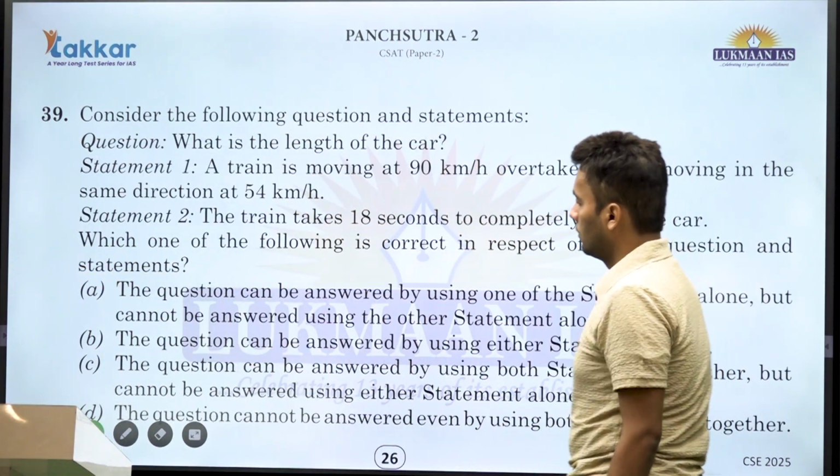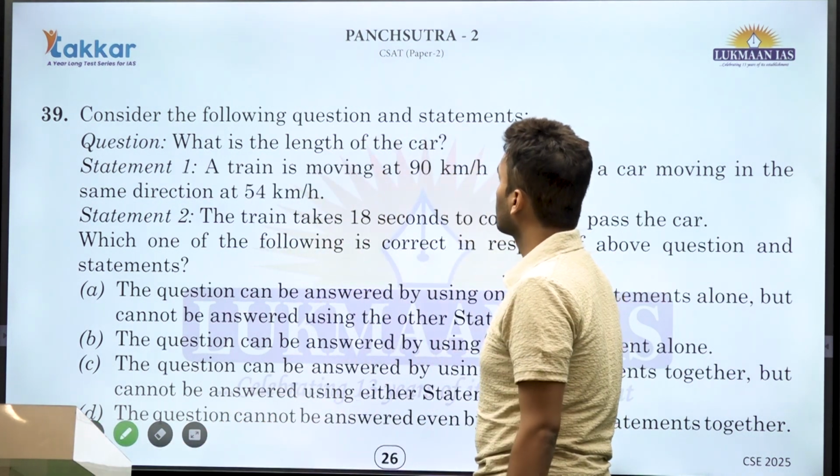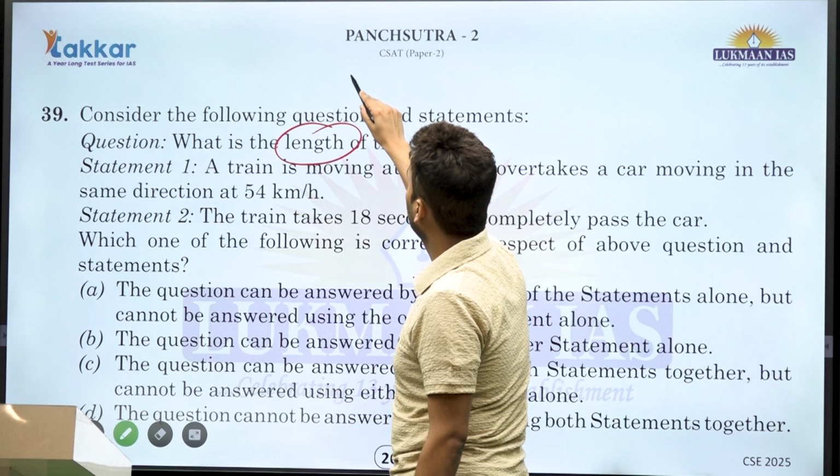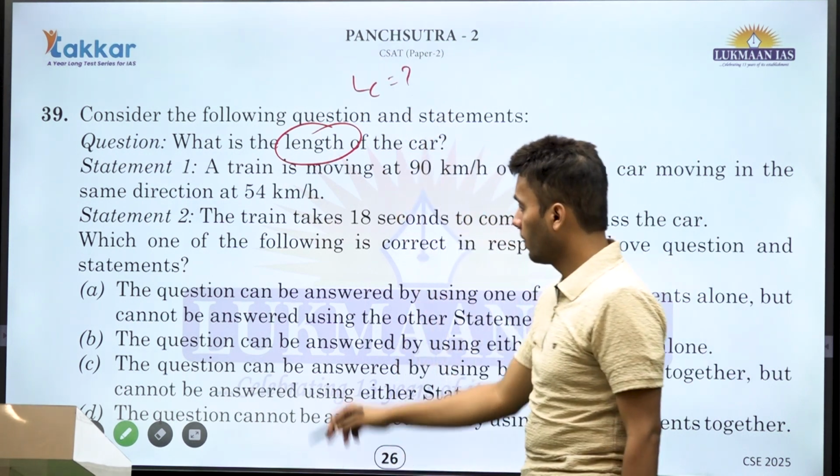Okay, let's see this question. Here's the following question. What is the length of the car? What we need to find? Length of car. Let LC be the length of the car. So let's see first statement.